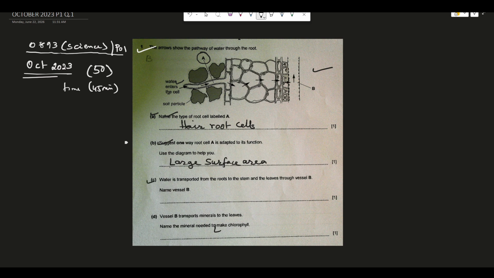It says that water is transported from the roots to the stems and the leaves through the vessels B, and you have to name the vessel B. So in plants, what happens? There are two types of vessels.